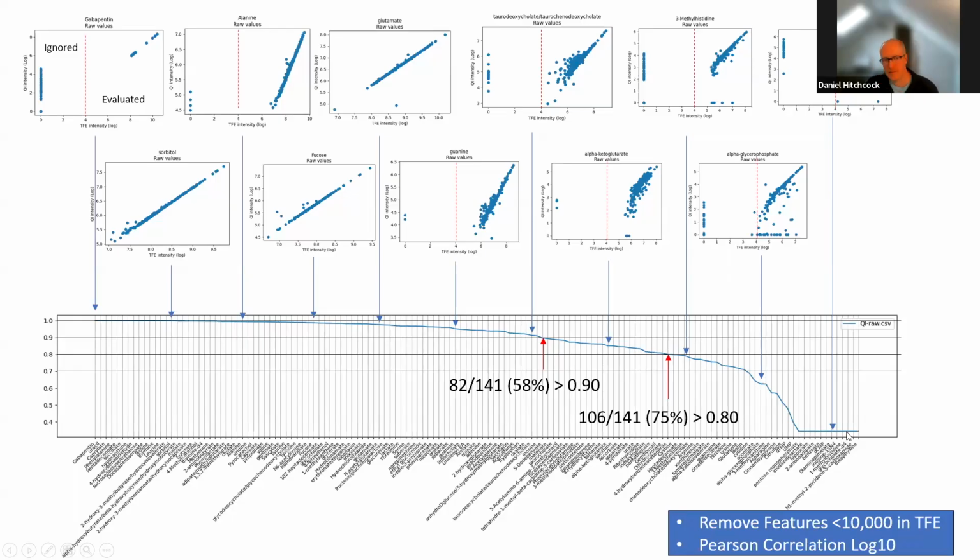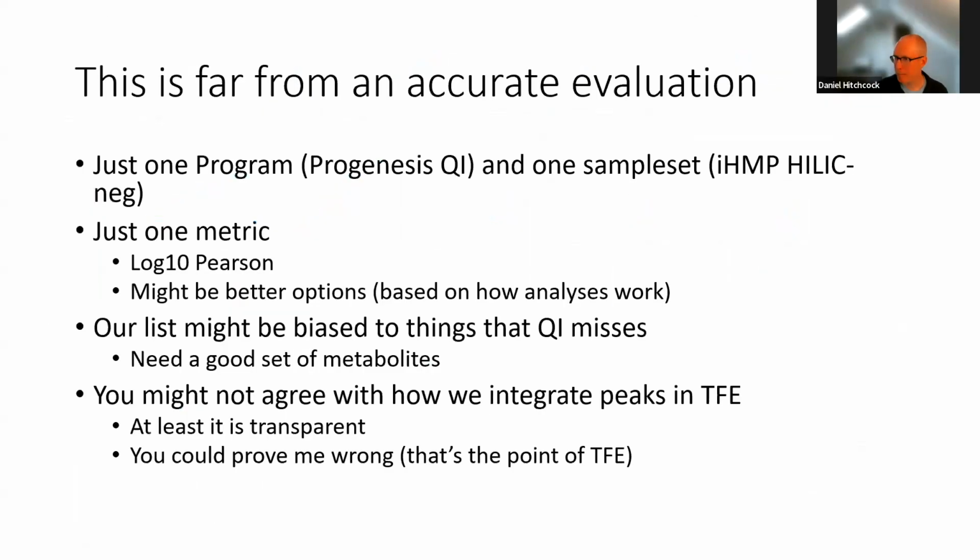And these are the ones that weren't found at all, and they were set to the worst one, which was diaminopimelate. So don't look too much at these numbers because they look a little scary, actually. This would suggest that only 58% of the features are accurately measured if you use whatever arbitrary cutoff. But this is not an accurate evaluation. It's just one program, one sample set on a very hard chromatographic method.